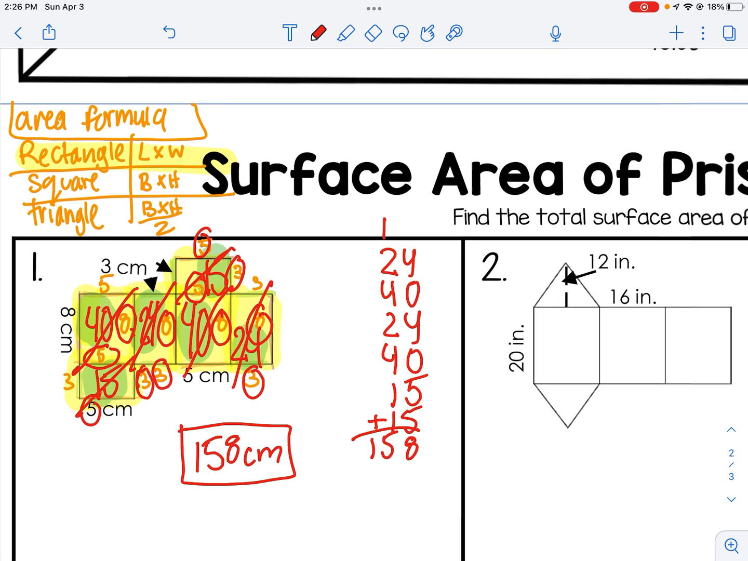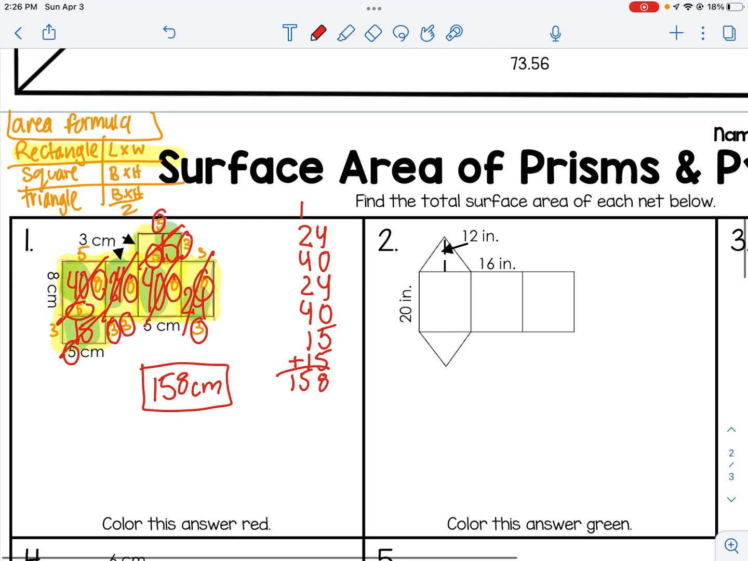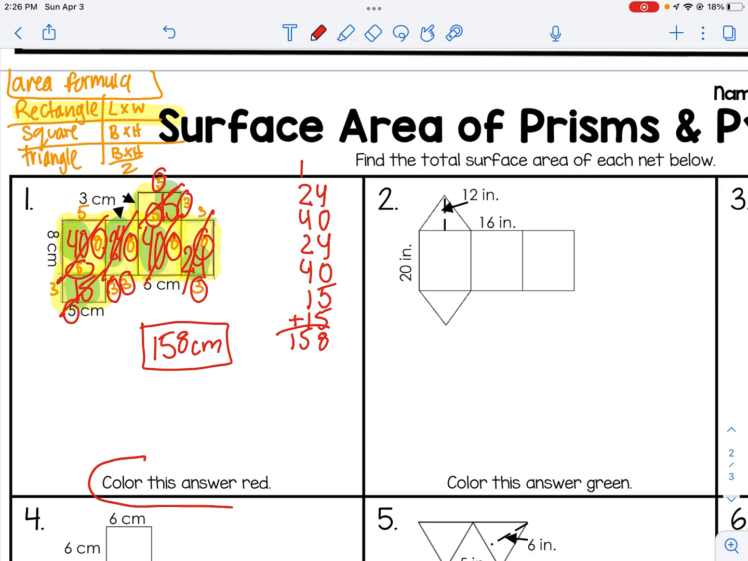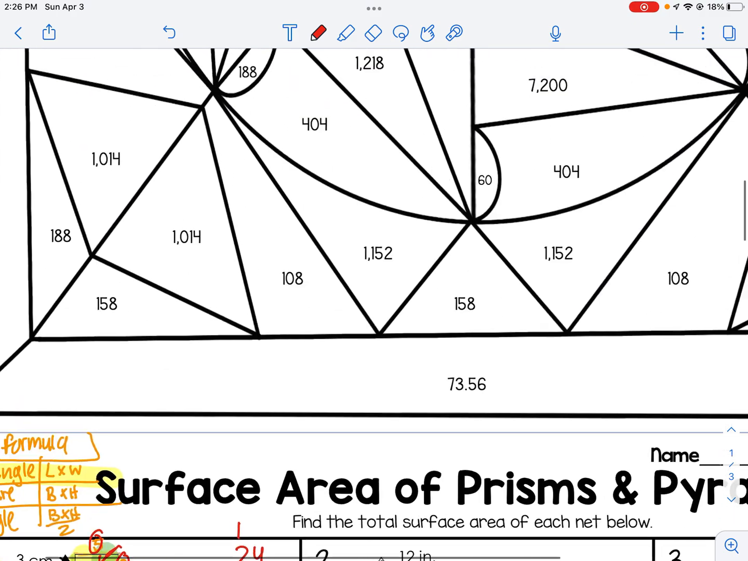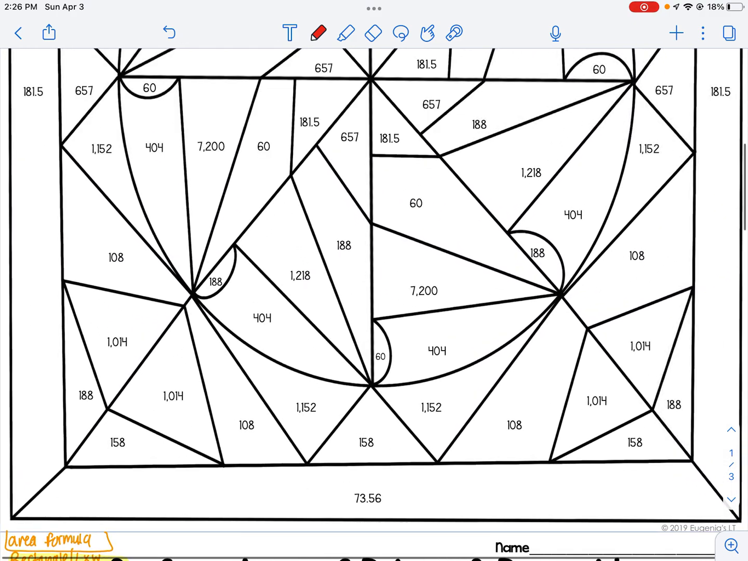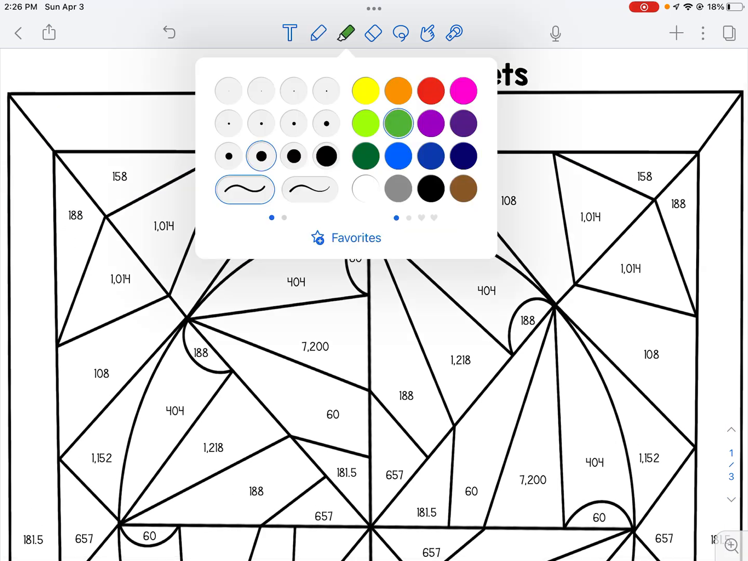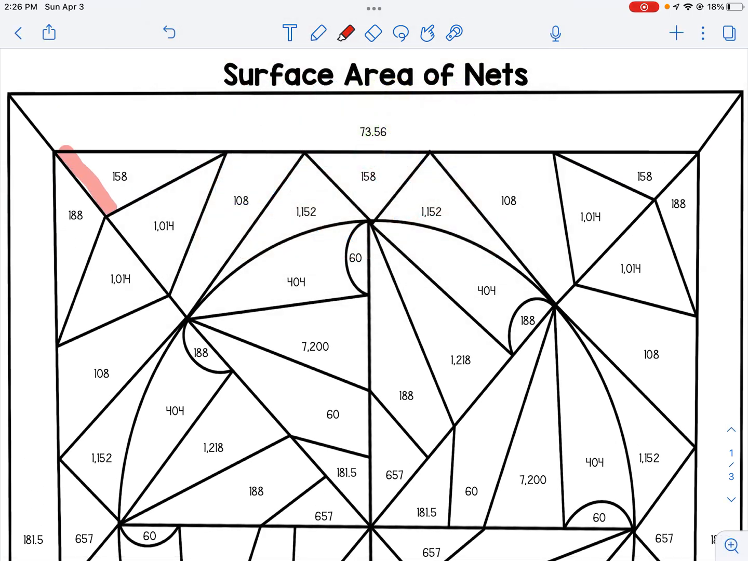Now I'm going to go find 158 centimeters on our coloring, which is up here. And you can see down here it says I'm going to color that answer red. So this is a good way to check your answers. If you can't find your answers on here, then you probably did something wrong. I do see my answer. It is right here, so I know that I must have solved this one correctly.